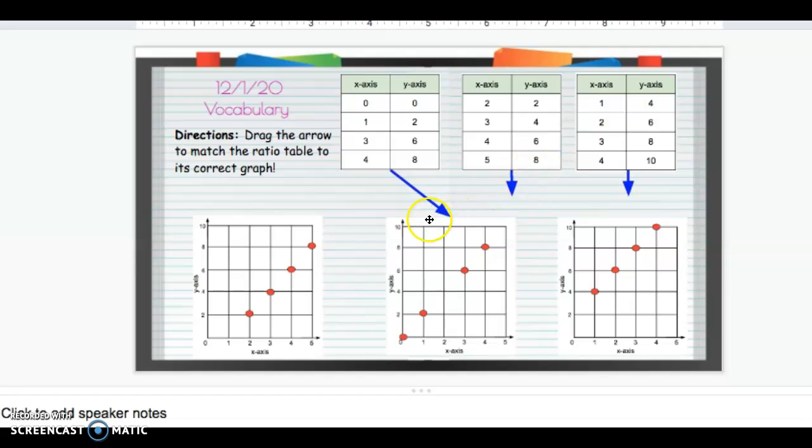5, 8. So I'm going to walk to my 5, fly to my 8. So this graph goes to our second chart, and this graph goes to this chart. And that is vocab for today, matching charts with the graph.